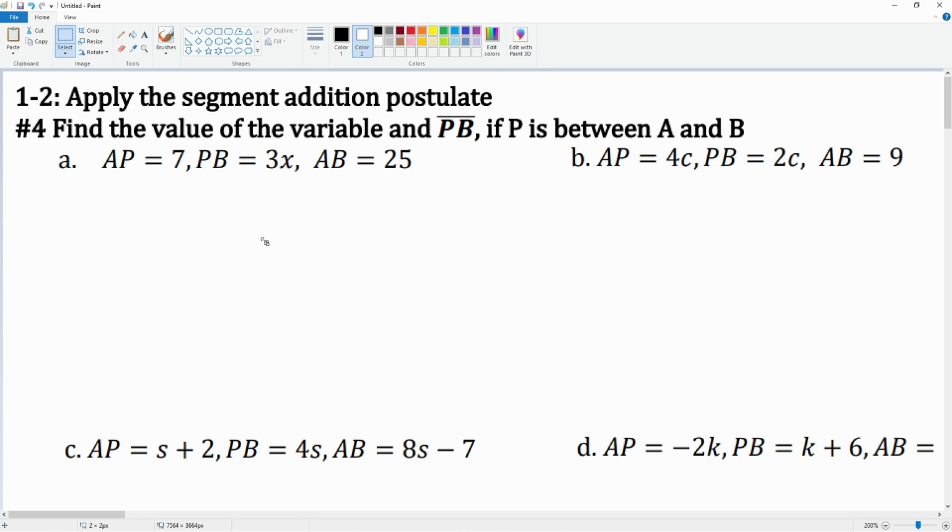1-2, apply the segment addition postulate. Number 4, find the value of the variable and line segment PB if B is between A and B.